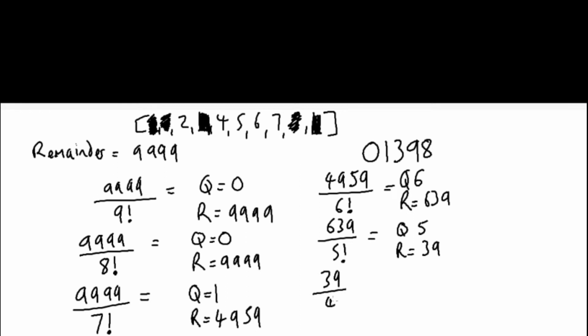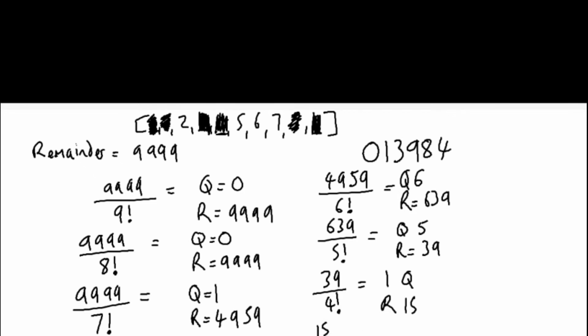39 divided by 4 factorial, that is 1. Quotient is 1, remainder is 15. 0, 1, so we go to this 4. Put that in the permutation, that is removed. Keep going.